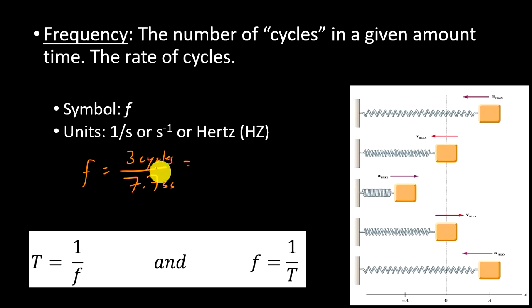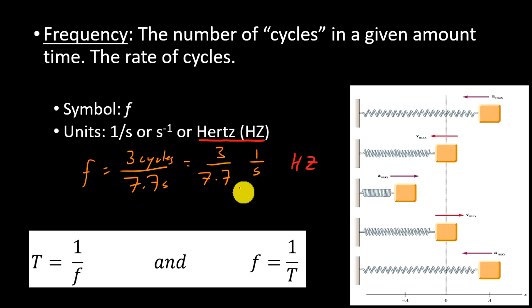Well, cycles doesn't really have a unit. It's just a number. It's just a counting. Of course, if you had a calculator, you could get an actual decimal. But that's why the units are a little weird. It's just 1 over seconds. Looks like I have too many seconds right there. I don't know why I wrote it twice. All right, 1 over seconds. That's given the special name of hertz. So this is 3 over 7.7 Hz, hertz. Again, if you have a calculator on hand, you could figure out what that decimal is.